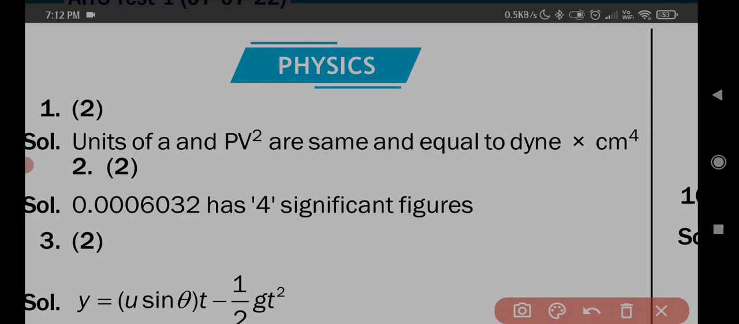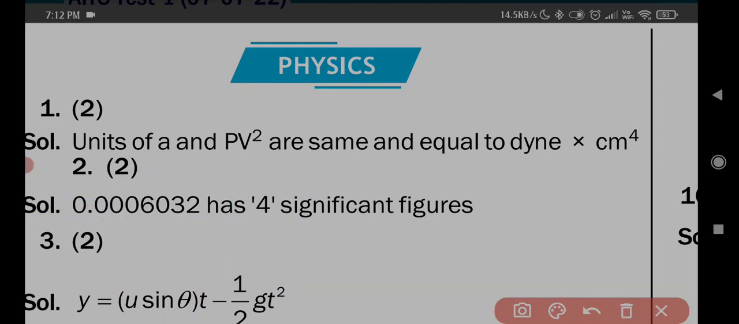Okay, so let's see the next question. The question is the number of significant figures in this one. As you can see, you don't have to count these zeros, forget about it. Count this 1, 2, 3, 4. So 4 significant figures we have.